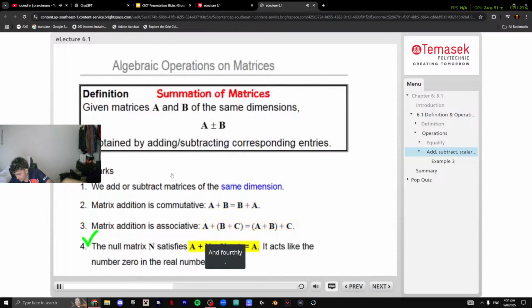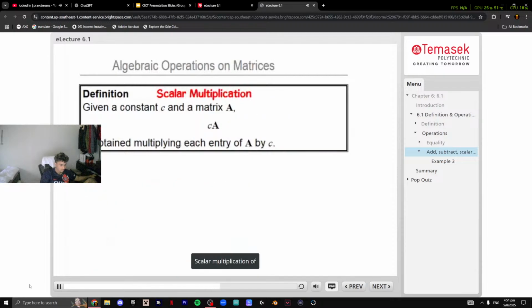And fourthly, the null matrix N satisfies A plus N equals N plus A equals A, and it acts like the number 0 in the real number system. Scalar multiplication of the matrix A is also quite simple. We multiply the constant c to all entries in A.